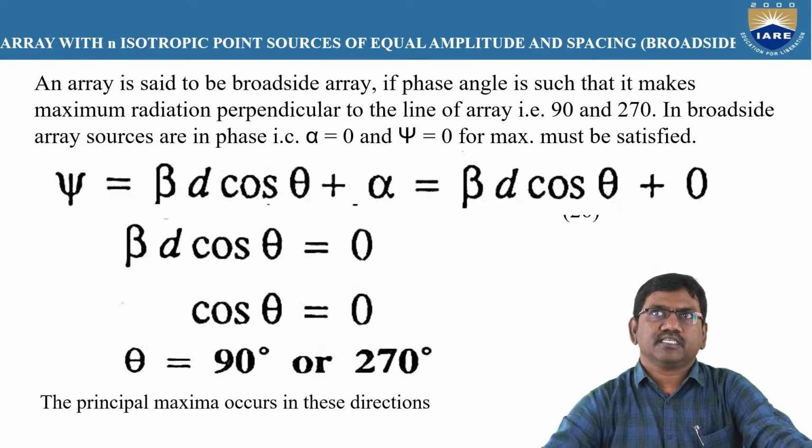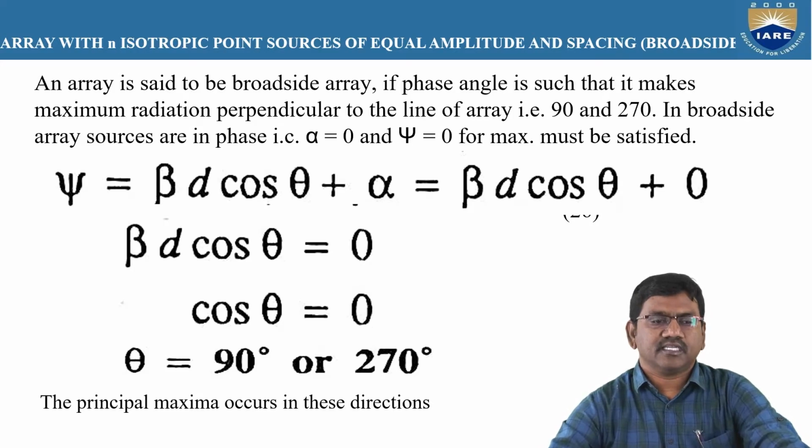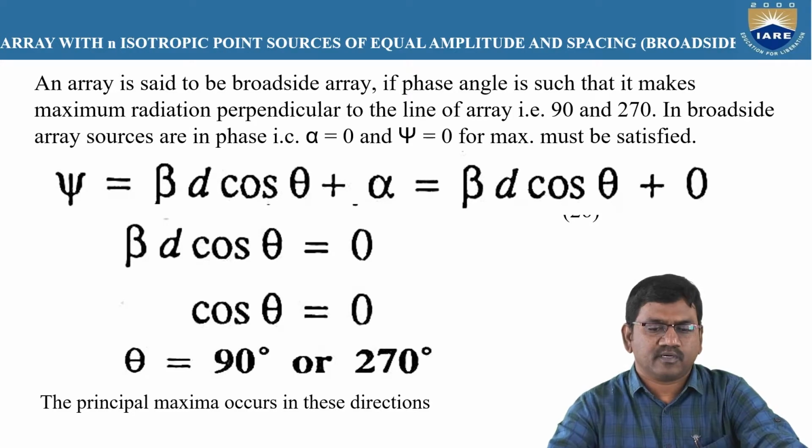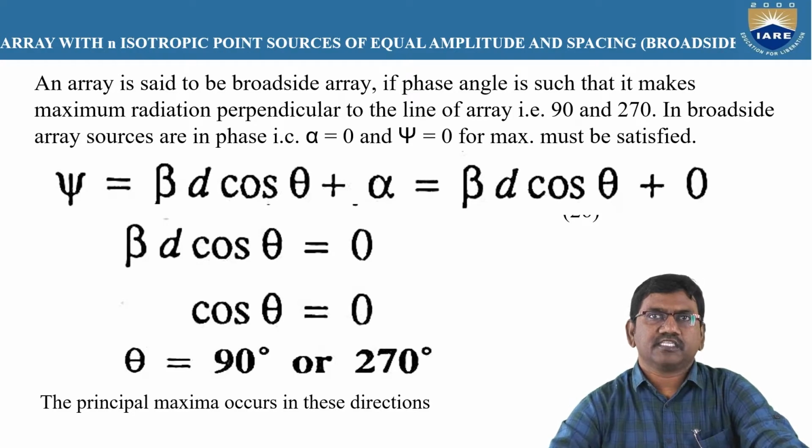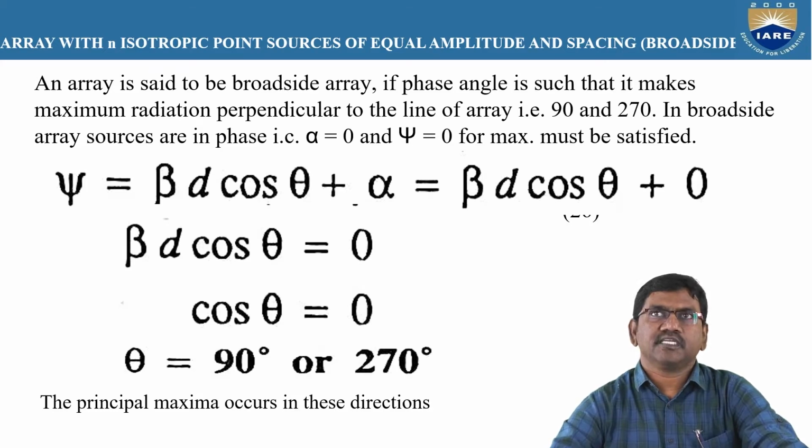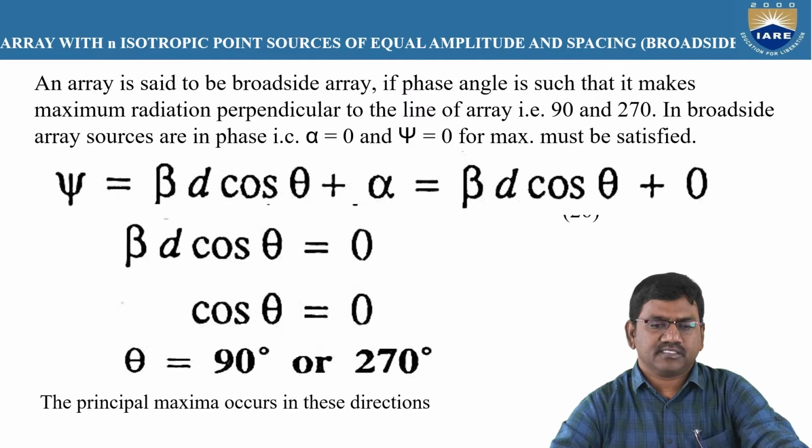Now let us come to the case of broadside array, that is array with n isotropic point sources of equal amplitude and spacing. An array is said to be a broadside array if the phase angle is such that it makes maximum radiation perpendicular to the line of the array, that is 90 and 270 degrees. In broadside array, sources are in phase, that is alpha is equal to 0 and psi is equal to 0 for maximum must be satisfied.